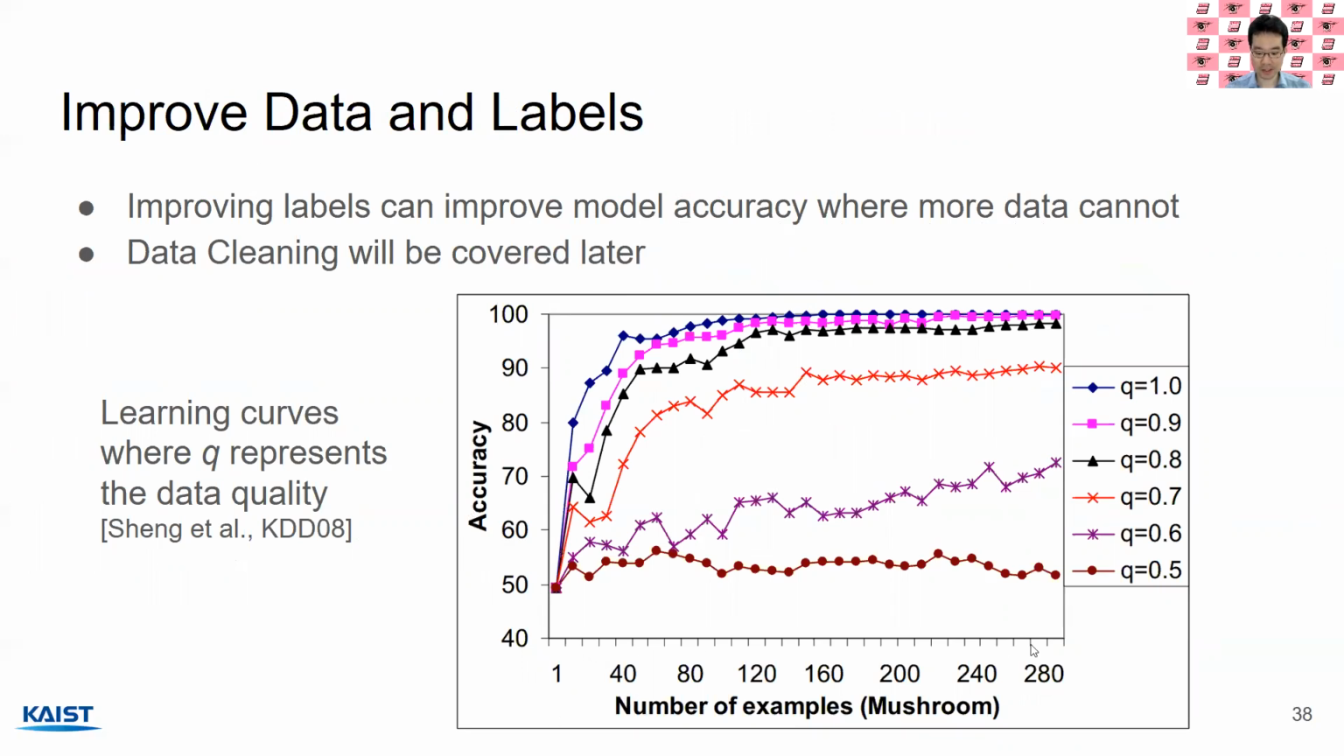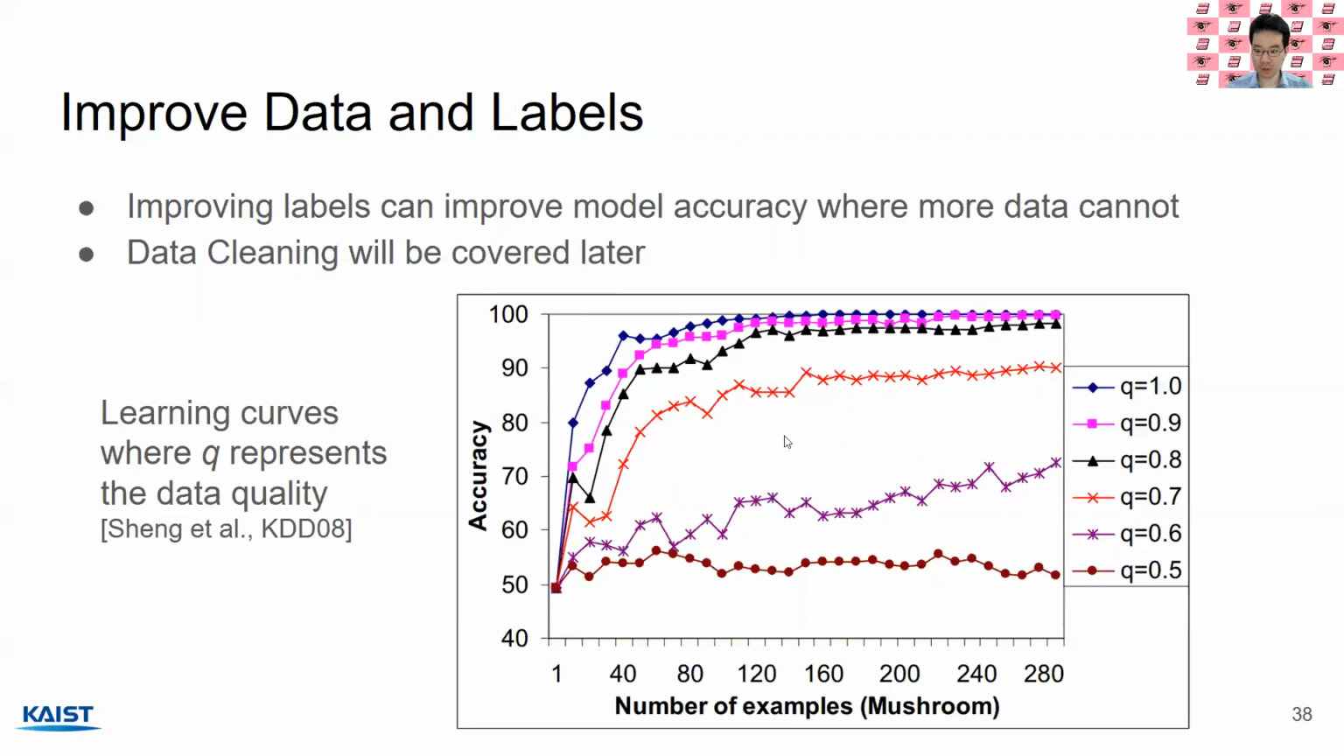So the x-axis here is the number of training examples, and the y-axis is the accuracy of the trained model. And there are several models considered where Q is the parameter for the quality of the data. So low number means lower quality data. And you can see that as the data quality decreases, even if you use more data, the accuracy of the model does not increase from some points. So it plateaus here and here.